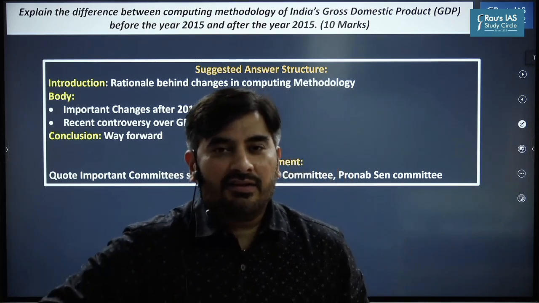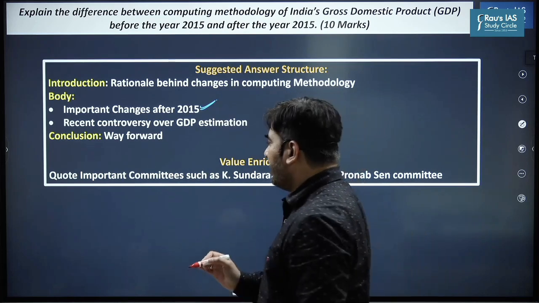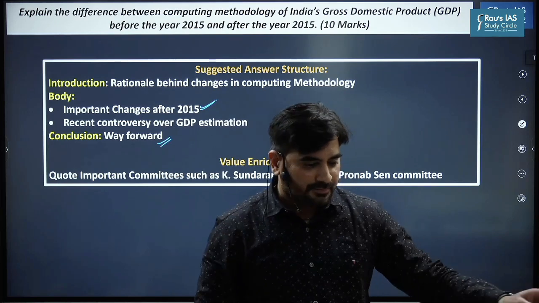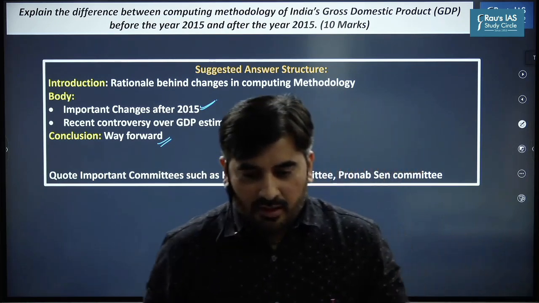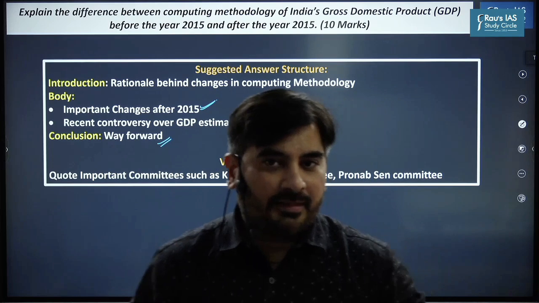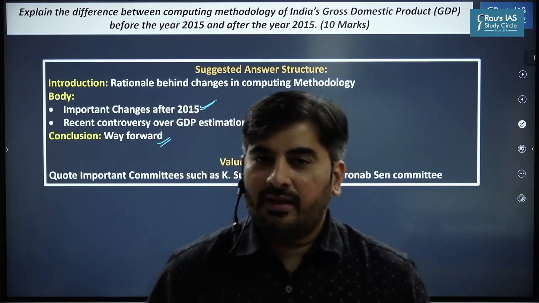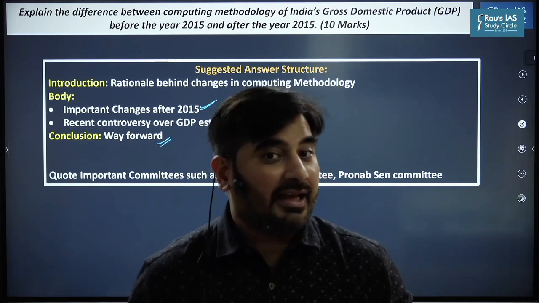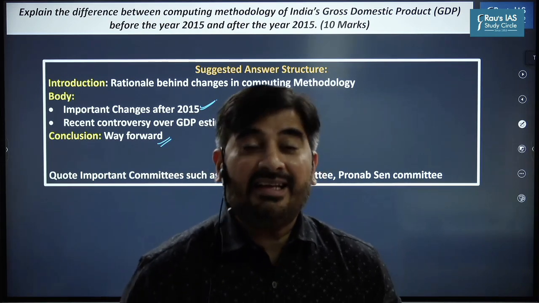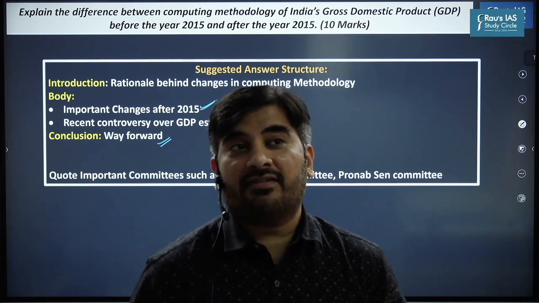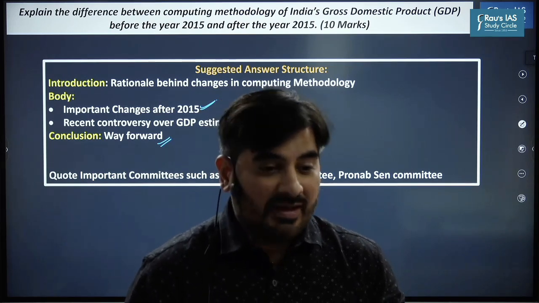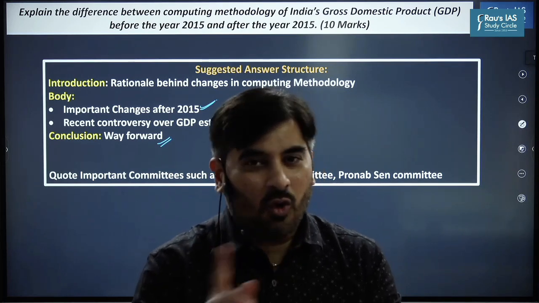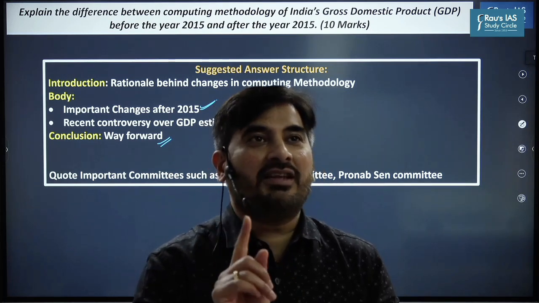And then the way forward. Now, what can be the way forward as far as this answer is concerned? See, the credibility of Indian economy in turn depends upon our ability to come out with error-free, foolproof, and indisputable GDP estimates. We must come out with GDP estimates which are indisputable. No one should question our GDP numbers.